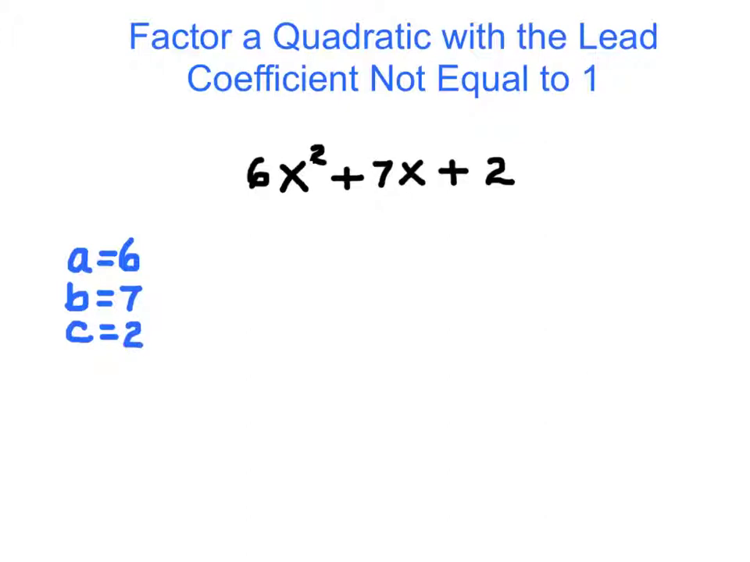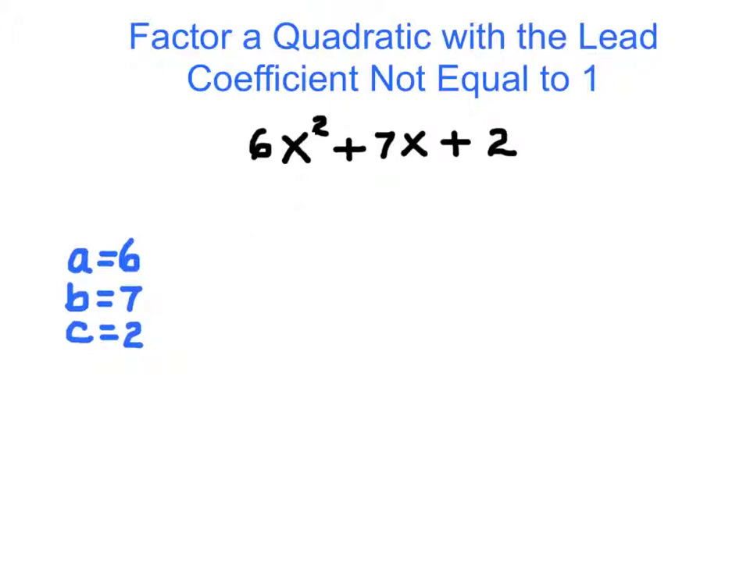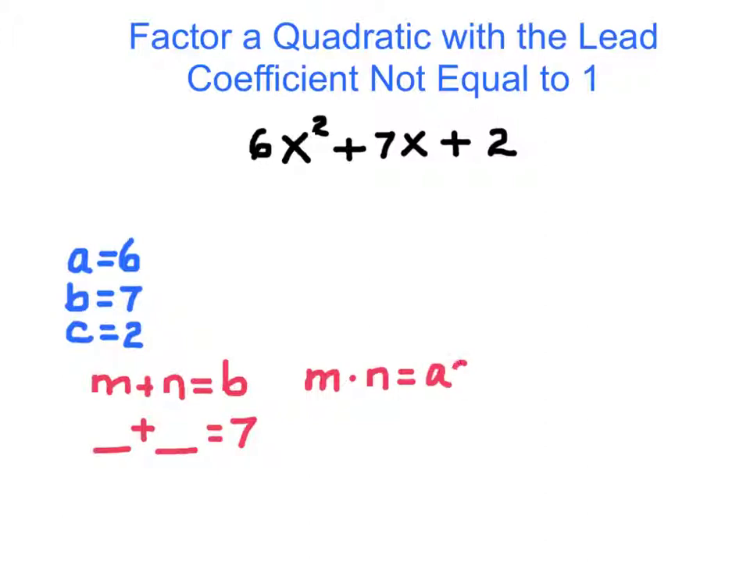In this case, again, we're looking for two values, m and n, such that m plus n is equal to b. So we need to find the two values, m and n, add them together, and they're equal to b, which is 7. M times n will equal a times c. So when we find m and n, when we multiply them, they're equal to a times c, 6 times 2, and that's 12.